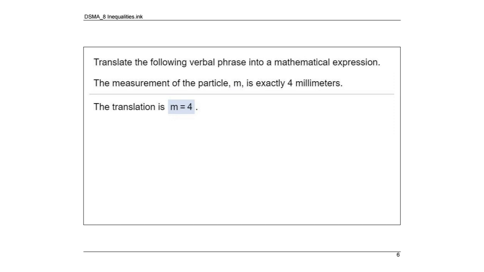All right, this problem says the measurement of the particle m, so we know we're going to use the variable m, is exactly 4 millimeters. It doesn't say less than, doesn't say greater than, so we are going to use an equal sign and say that m is equal to 4. So remember, a variable is just a placeholder. We can name it anything that we want. And you're getting practice here of having variables with different letters.